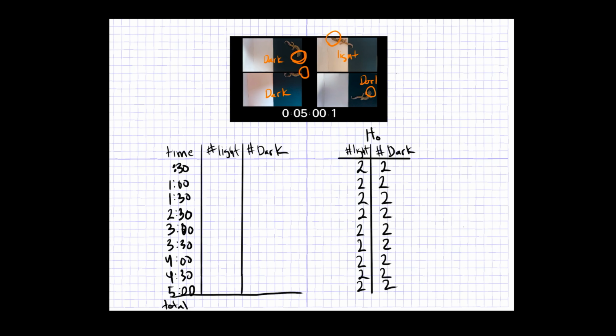Once you get your table ready, we'll move on to the video and you can take the data on Rico the gecko and whether or not he has a preference for light or dark backgrounds.